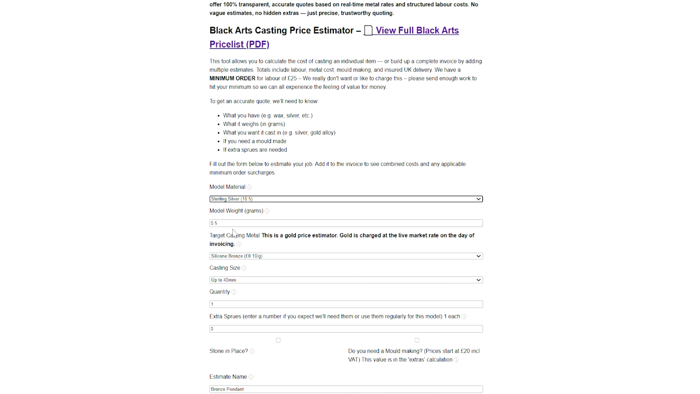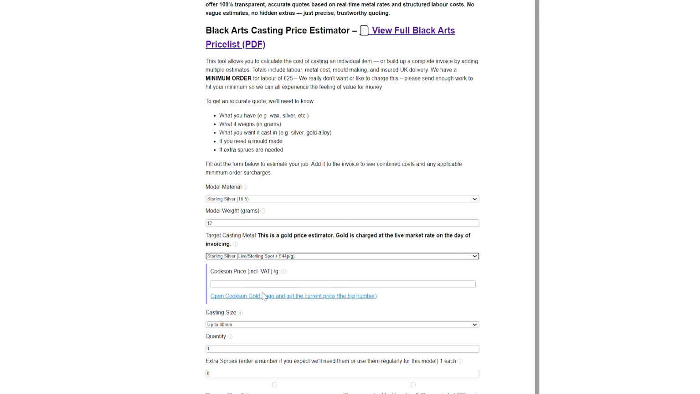Now let's say we've got a sterling silver model, weighs 12 grams. We're going to cast that sterling silver model in sterling. I need to get the silver price of the day. So the silver price was static for a very, very long time, many years, and we didn't change our price very often. We just absorbed price increases or decreases over time.